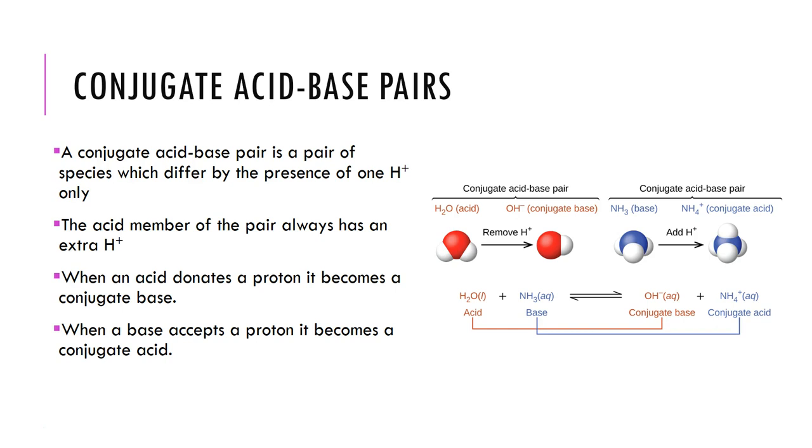I'll have a worksheet for you to work on this to have a practice, but have a look at some of the reactions that we've already looked at and see if you can identify the conjugate pairs. Where is it that our acid has donated the proton, forming the conjugate base, and then can you identify the base and pair it up with its conjugate acid?